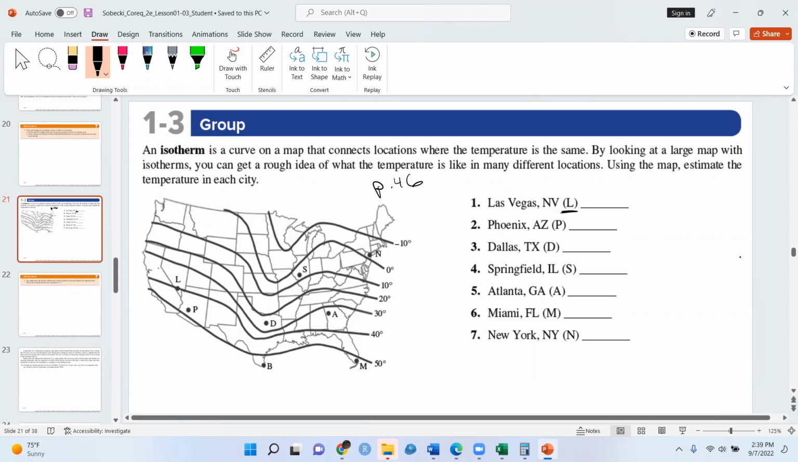And if you look at the graph, it doesn't give you a number for Las Vegas. So you have to be able to read it based on the chart. So what do you all say? What's the temperature in Las Vegas in this particular, maybe this is a day, I don't know.